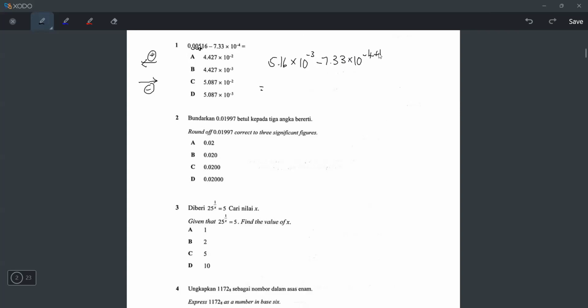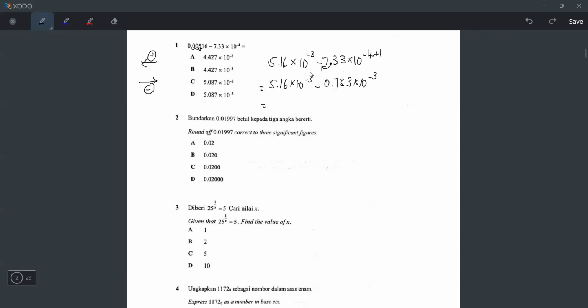But I cannot just +1 as I like. When I +1 here, I have to move the decimal point to the left 1 time. Because I told you already, to the left means the power has to plus. If you modify the power, you need to modify the location of the decimal point also. So +1, that's why I move 1. If +2, I move 2 to the left. If +3, I move 3 to the left. So now the new one becomes 5.16 times 10 power -3 minus 0.733 times 10 power -3.